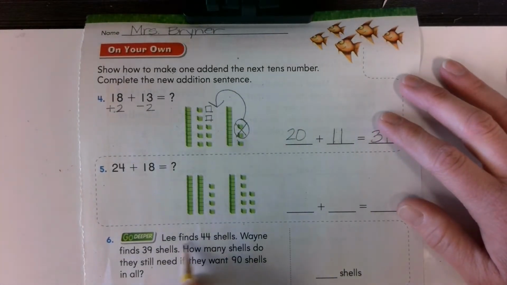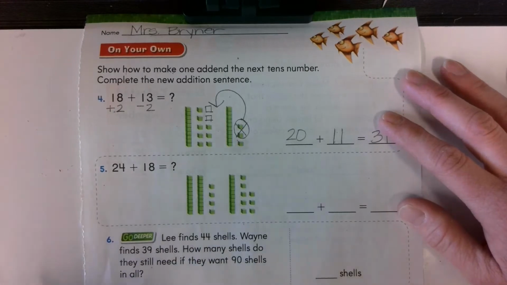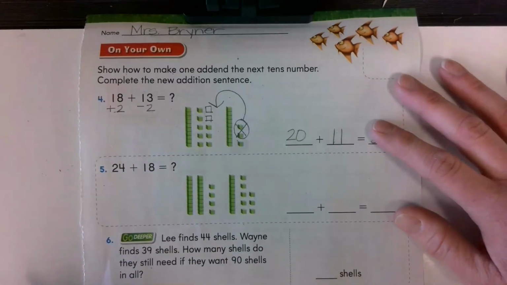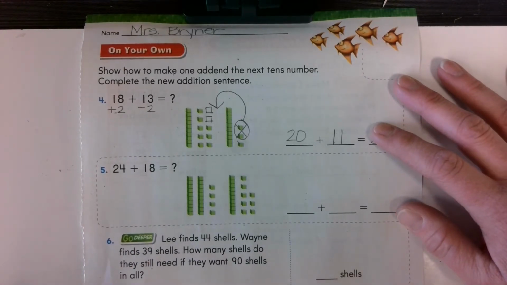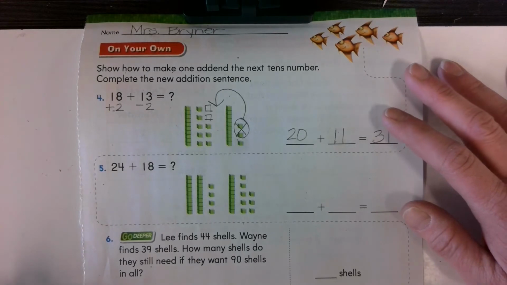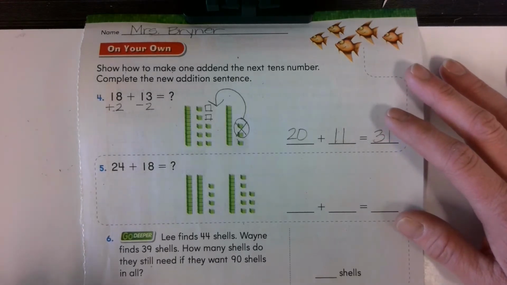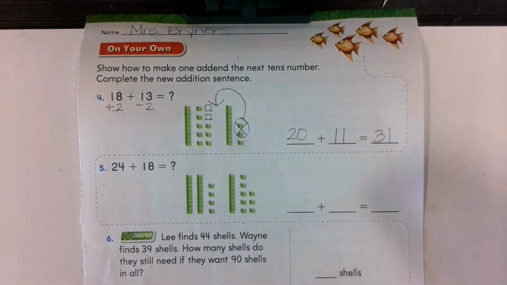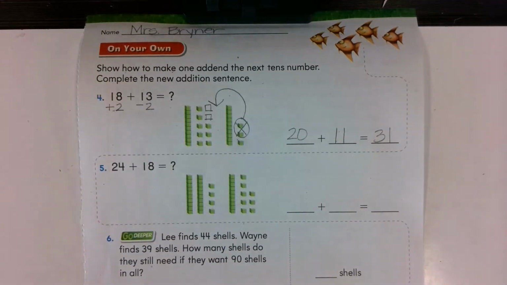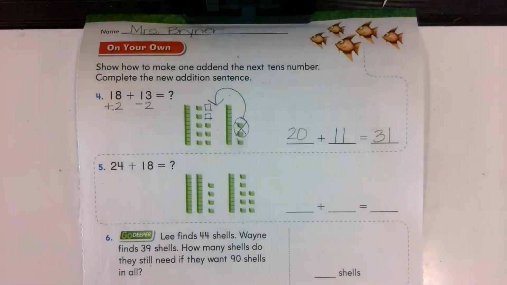Lee finds 44 shells. Wayne finds 39 shells. How many shells do they still need if they want 90 shells in all? Oh, I am smelling a 2-step problem. Go Math loves to do those. 2-step problem.